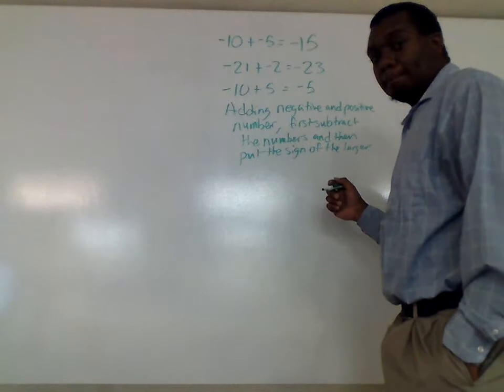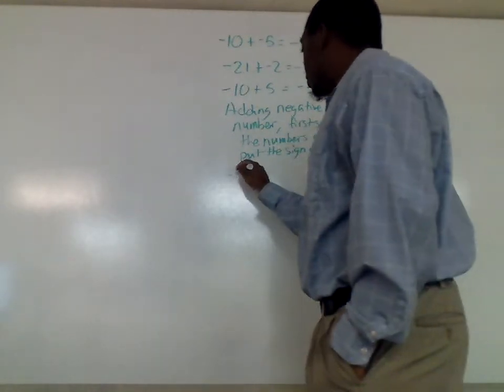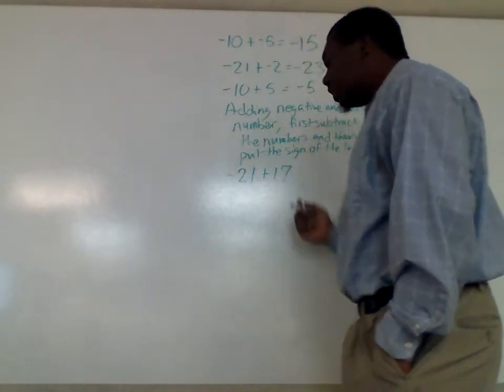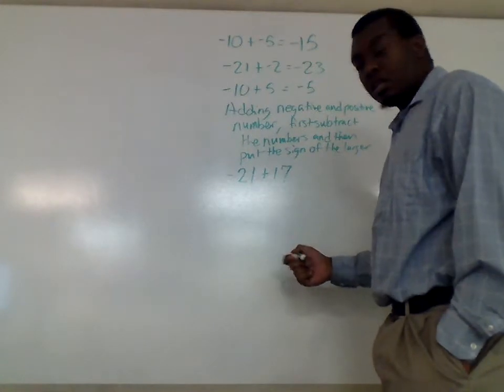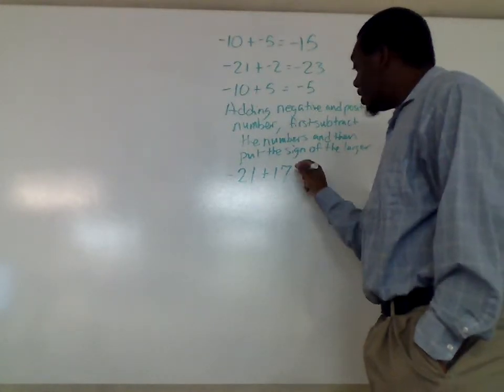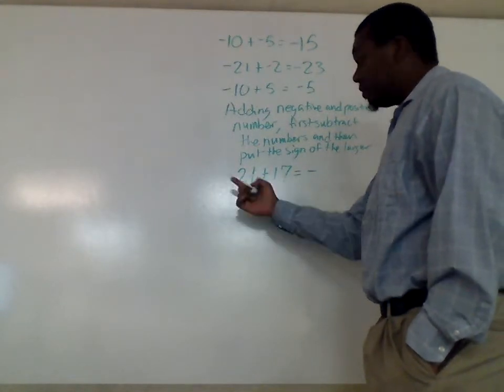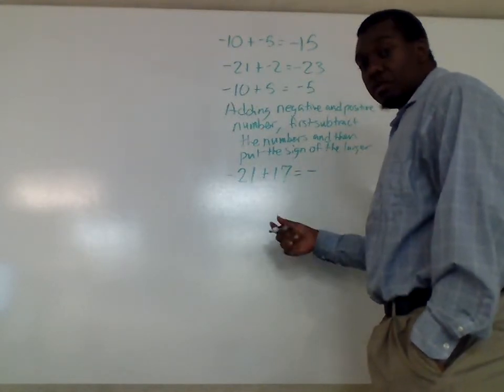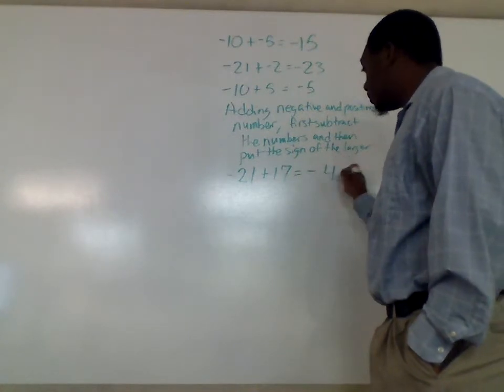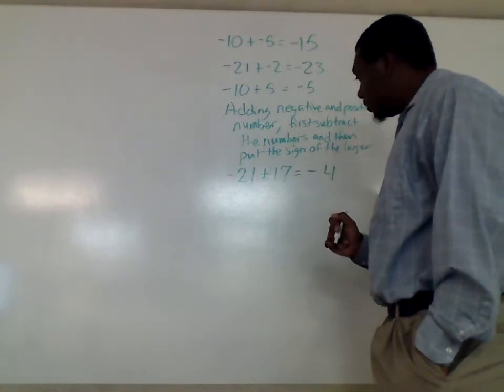All right. So let's throw another number out here. So -21 plus 17. 21 is larger than 17, so our answer is going to be negative in the end because the larger one is negative. And then we could just subtract these two numbers. 21 minus 17 would be 4. Okay, simple enough.